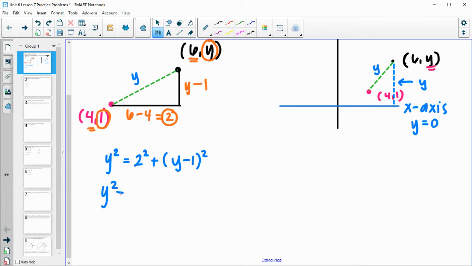So we're going to simplify some of this. 2 squared is 4. We're going to multiply out this binomial. That will be y squared, then we'll get 2 negative 1y's, so negative 2y for that middle term, and then negative 1 squared is 1.